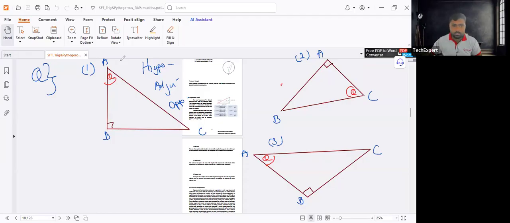Give me a second, I think I'm facing a power cut. Oh no, not the power. No, that is not a power cut.